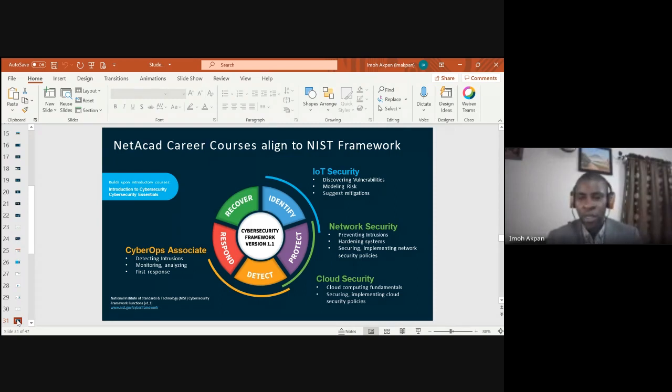You also have preventing network security, that is more on the preventing in terms of attacks coming in, securing, implementing network security policies. That's on the network security. And then we have what we call the Cyber Associate, which is more on detecting, monitoring, analyzing. How do you analyze and monitor to see when there is a possible attack? Those are courses that we have put in place in line on cybersecurity.